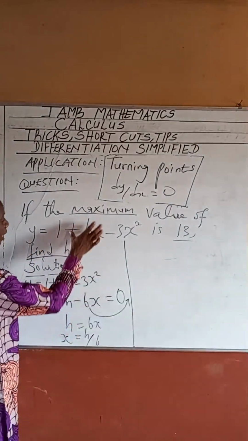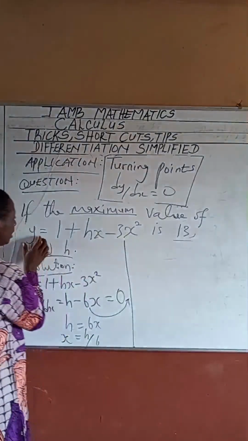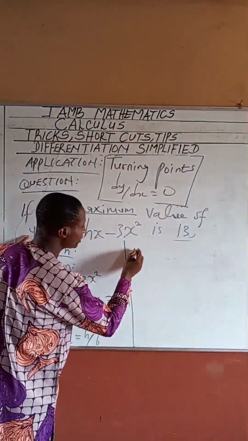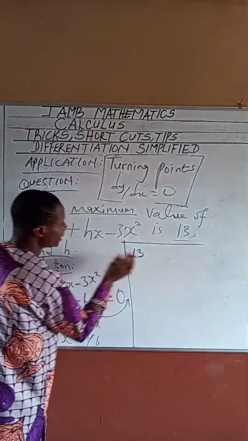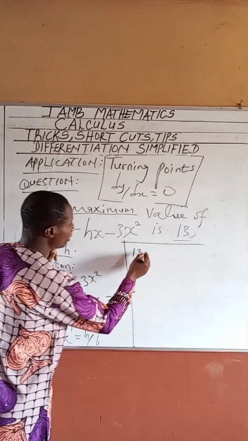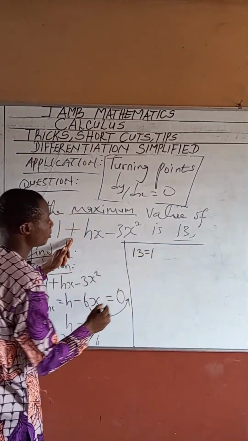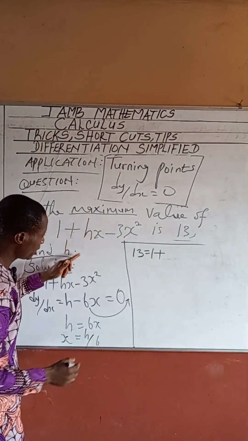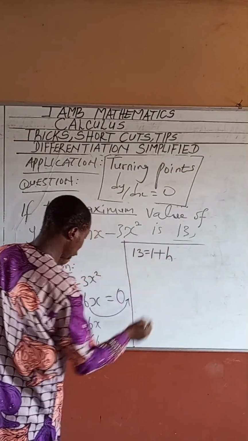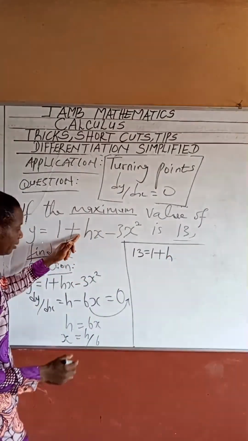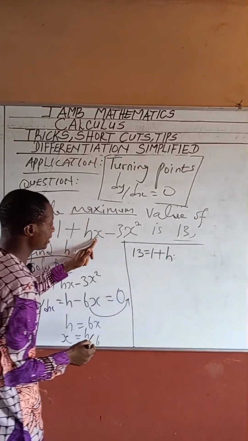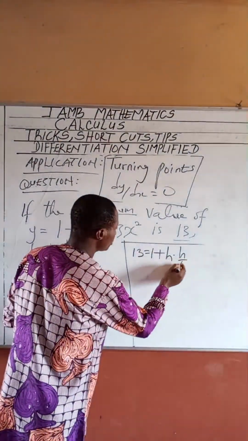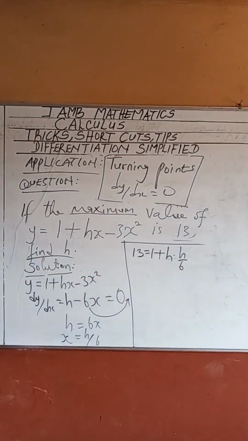Put this one here and put this one here. So let's proceed. Y is 13, so I'm going to write 13. Since y is 13, this is 13 equals 1 plus h. Our h remains h here, right? Then times x. X is h over 6. That's h over 6.